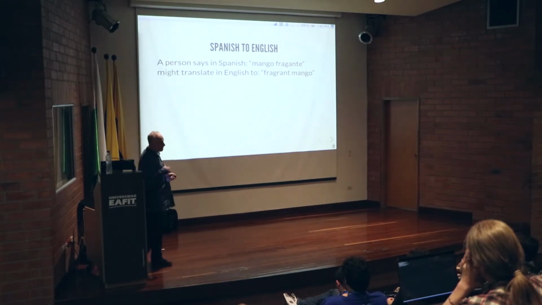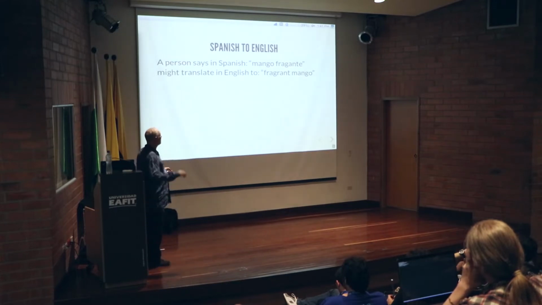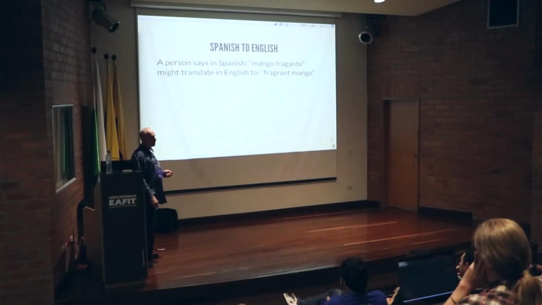Because this is the part that took me a long time to realize, to understand. So it all looks very simple. But so I might say mango fragante. Did I get that close to right? Okay. And you might translate that to fragrant mango. And so I can figure that out. I take the mango here, and I just switch the words around, and I change the spelling a little bit, and I'm kind of golden.